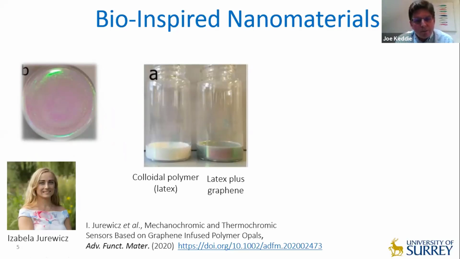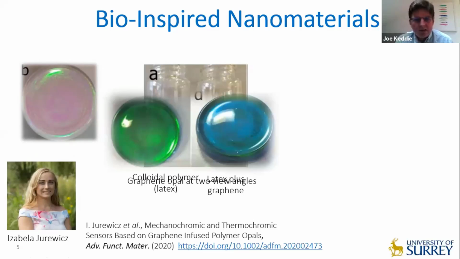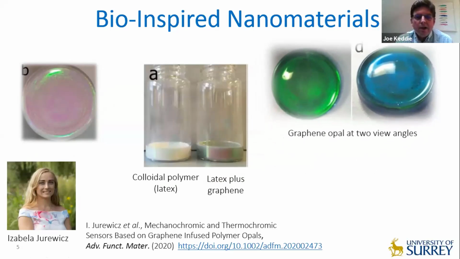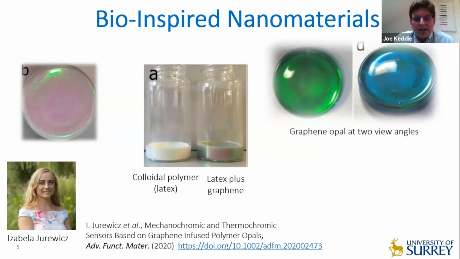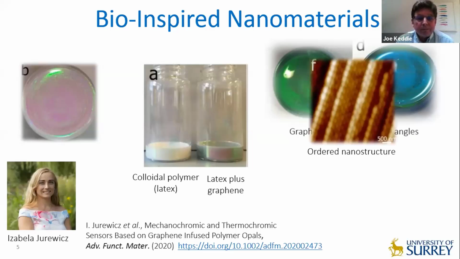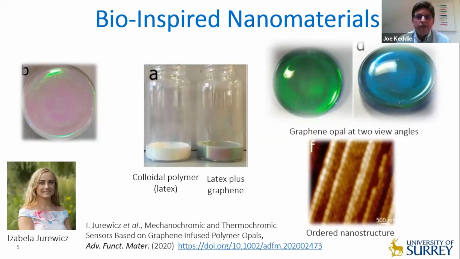Then we added just a tiny amount of graphene. In total in the dry film, it's less than about 1%. The wet latex is grayish. If we dry that down, what we see is shown here at two different viewing angles. The green is when you look top down, and at an angle, it looks bluish. If we look at the structure, it's quite similar to the opal that I showed you previously.